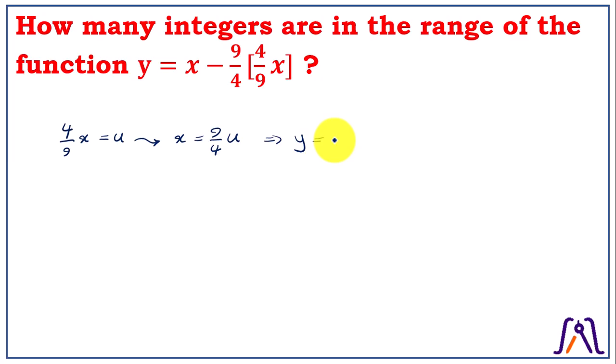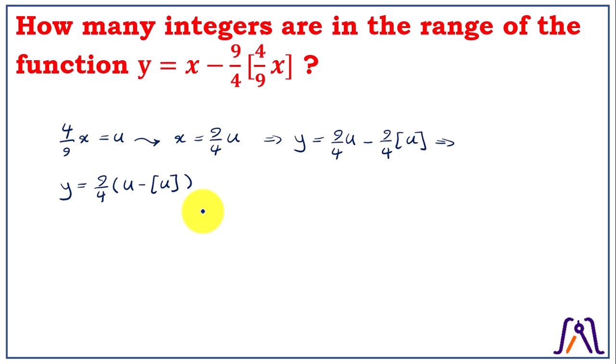Y is equal to, instead of x, I put this one: 9/4 of u minus 9/4 of the floor of u. Okay, now it's pretty clear that we can factor out a 9/4 and see the function like this: y is equal to 9/4 of u minus the floor of u.